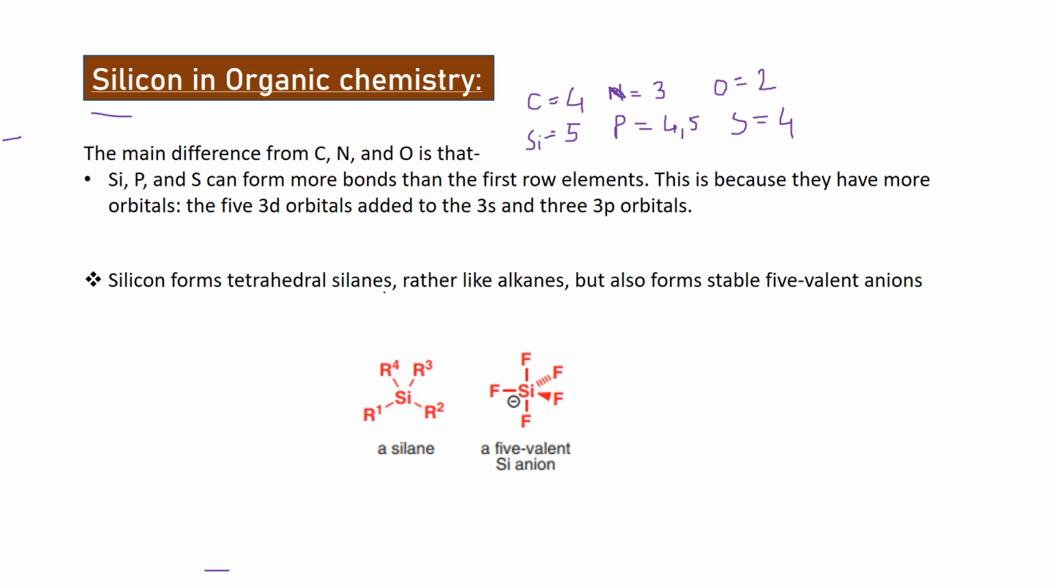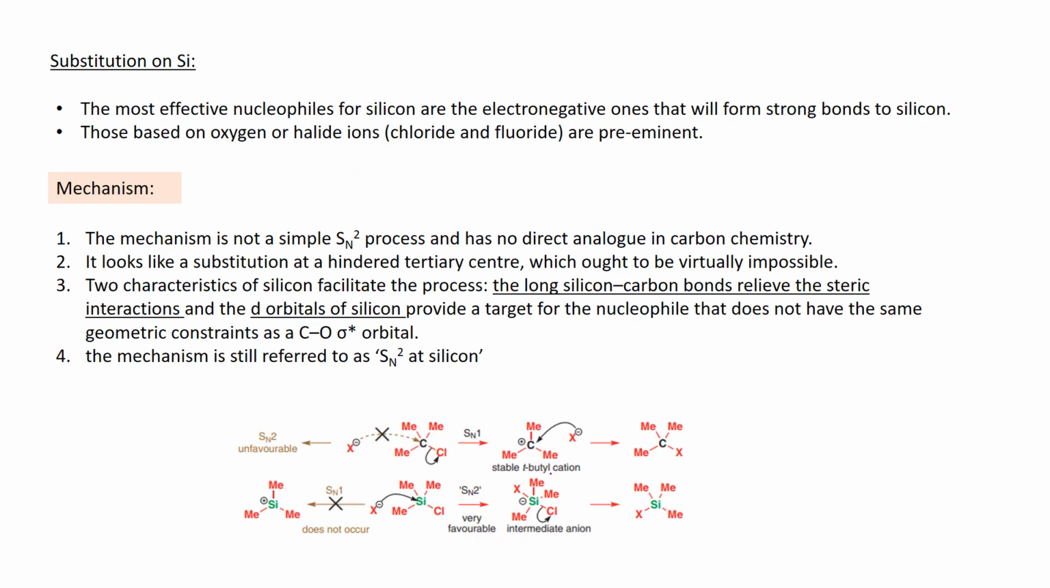Silicon forms tetrahedral silanes like alkanes, with 4 bonds, but it can also form 5-valent anions. So it can react with another anion or another group and form this type of pentavalent complex. We can perform substitution similar to carbon. The reactivity is quite similar to carbon, but there are some differences which we will discuss.